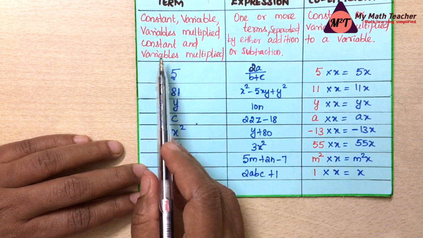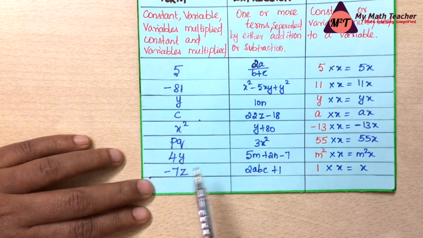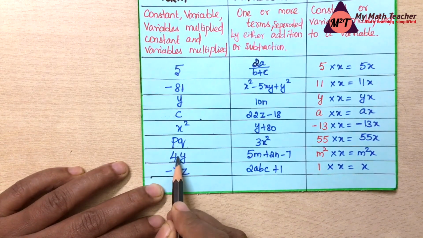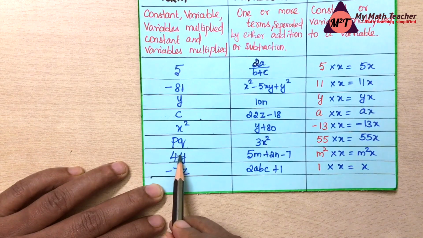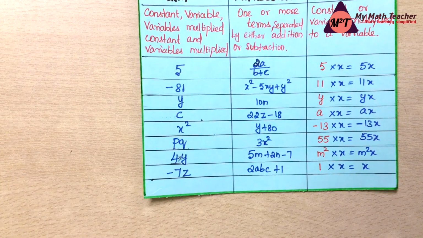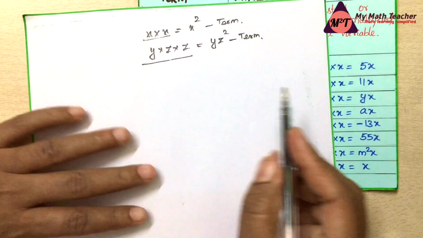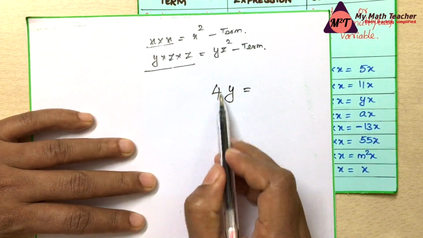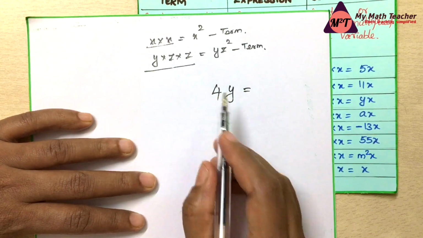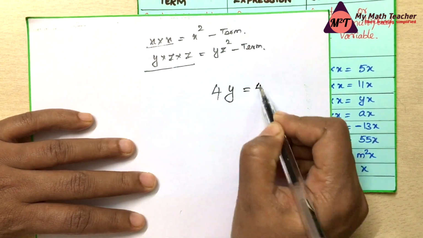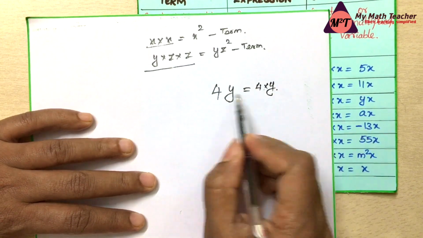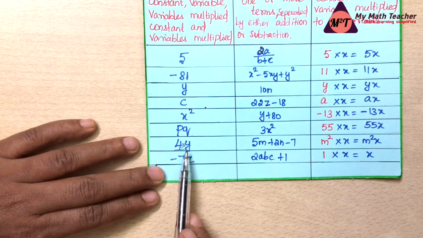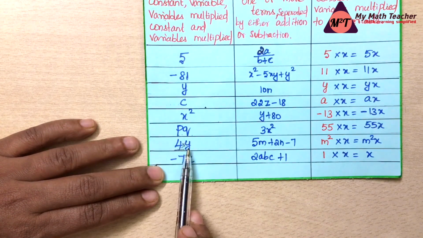Okay. The next one, constant and variables multiplied together. You can see this 4 is a constant, which is multiplied. The meaning is, if there is no symbol here, the meaning is 4 into y. So what is the meaning of 4y? As you can see, there is no operator seen here, which means it is always multiplied. 4 is multiplied by y, which gives us 4y. Here 4 is a constant and y is the variable.